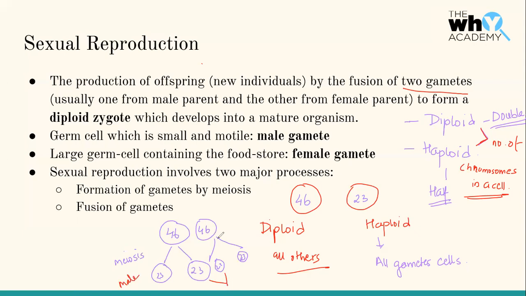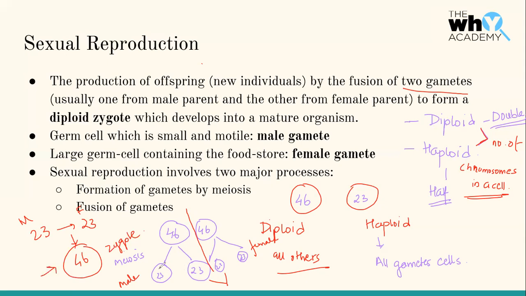Suppose this is male and this is female. I'm not writing it properly, I'll show you in the next slide, where the animation is. Suppose this is a male and this is a female. So 23M will fuse with 23F and will give rise to a 46-chromosome zygote.